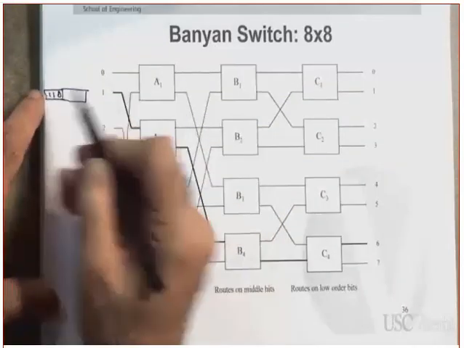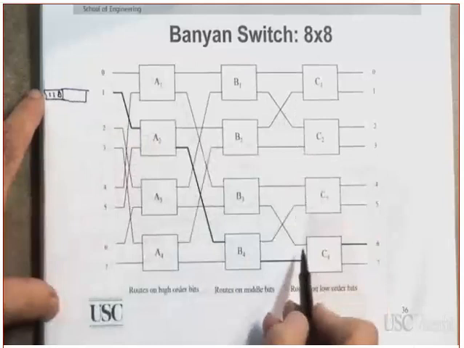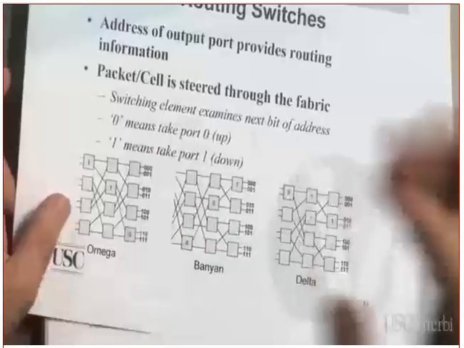Created what is known as the self-routing switch, where the cell is steered through the fabric. In other words, it's guided through the fabric. Either it goes up or down, depending on the address of the outgoing port.